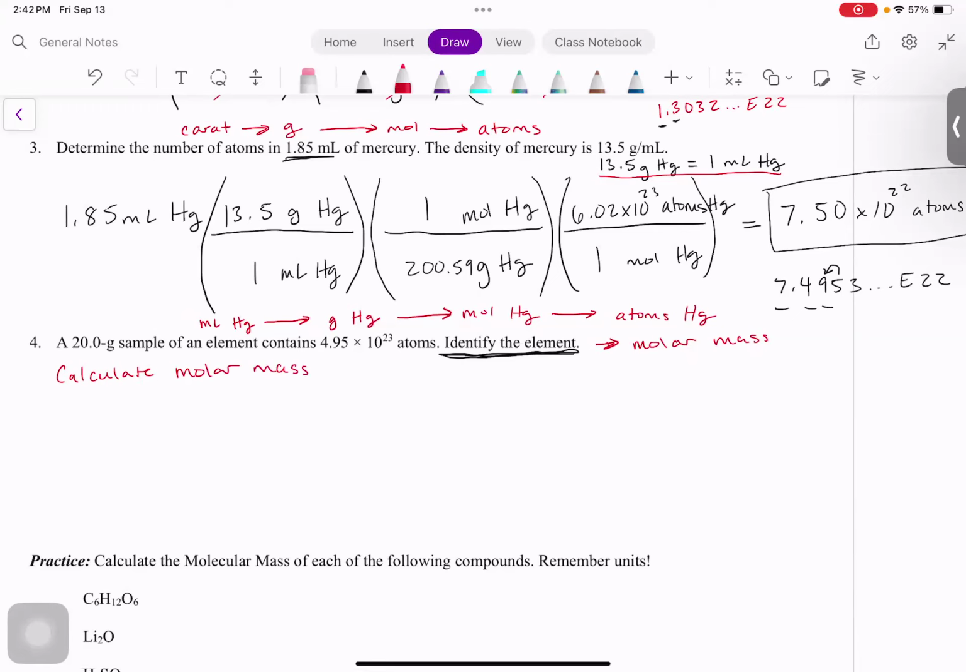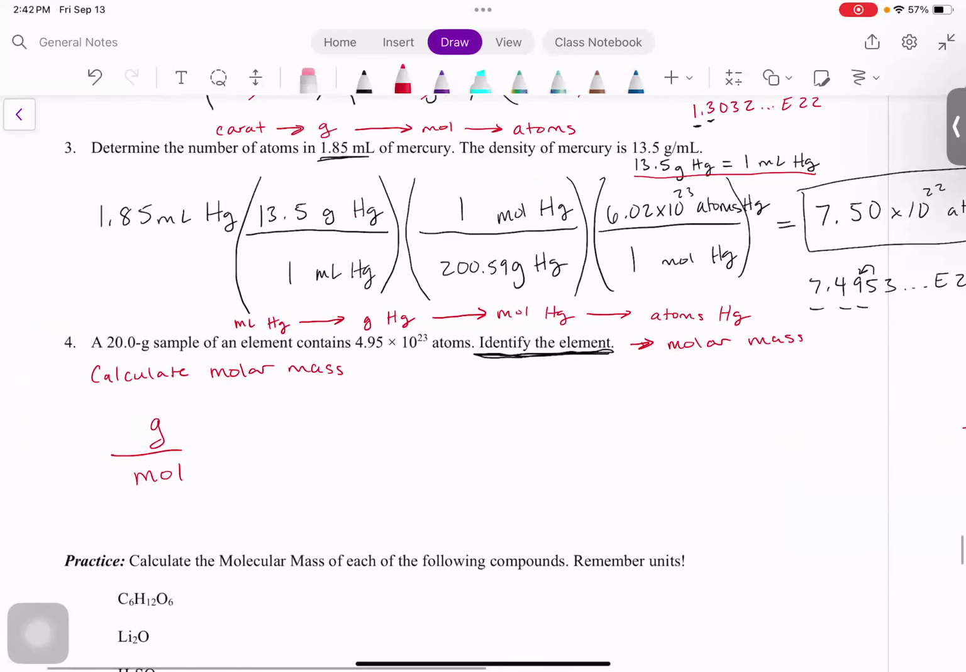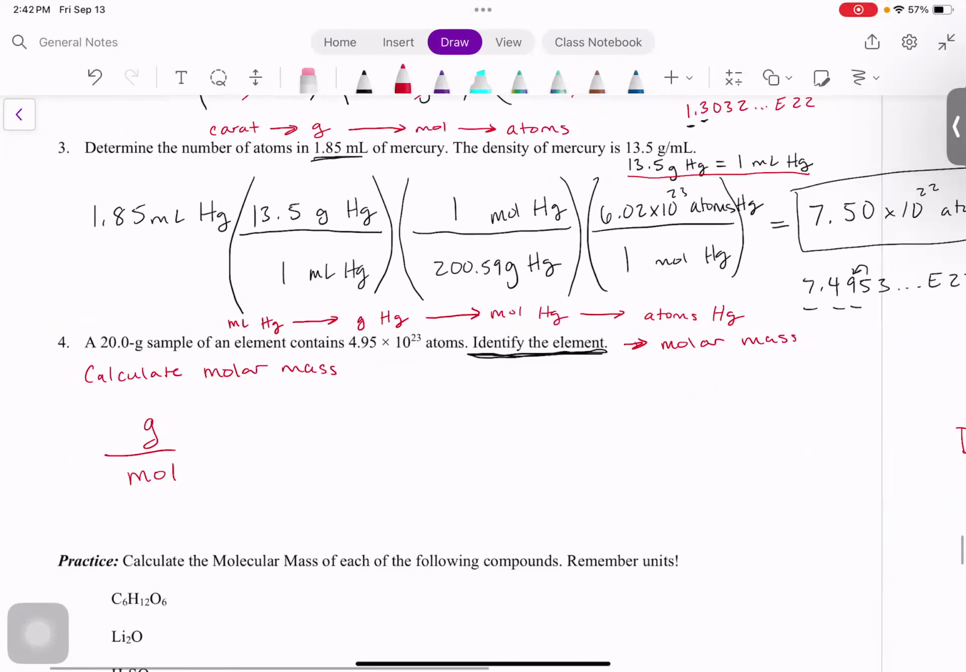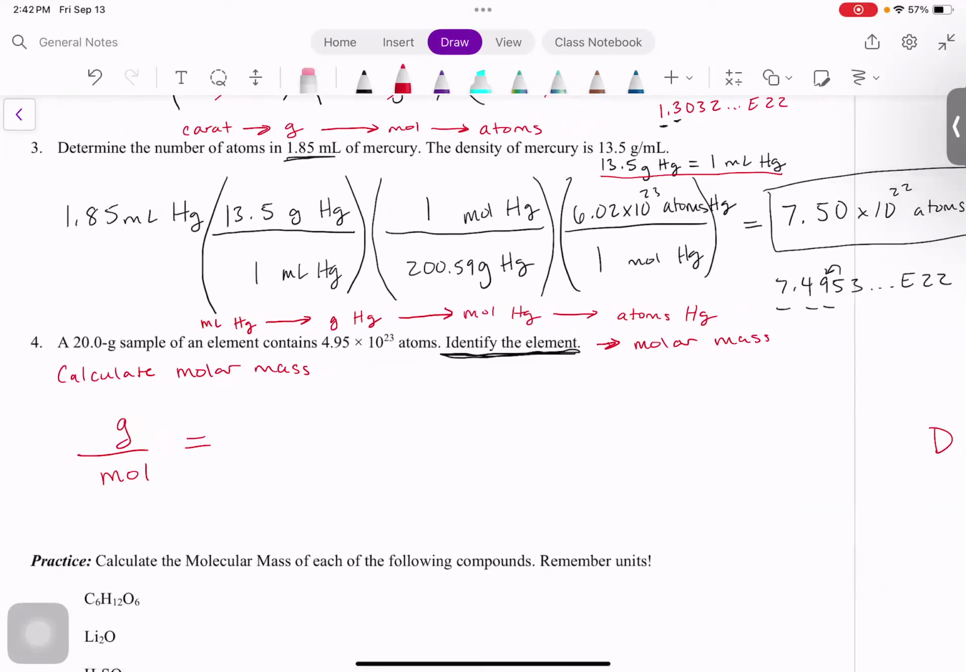And what is the molar mass? The molar mass is the mass of 1 mole. So the molar mass is the grams over the moles. So just like if you needed to find a density, density has units of grams per milliliter. To find a density, you divide the mass by the volume. It's the same principle here. Molar mass has units of grams per mole. It's the mass of 1 mole, just like the density is the mass of 1 milliliter. So if we want to find the molar mass, we just need to divide.